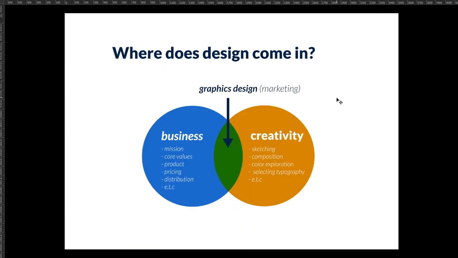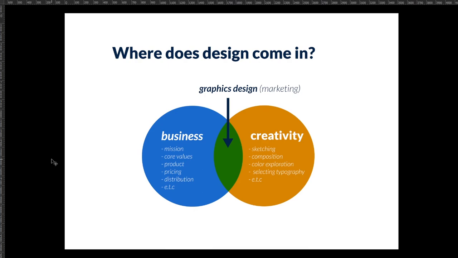Now, this one is very important. Where does design come in? Again, graphic design is about communication. You're trying to convey a particular message to a particular audience. And here we have a business. This business has its mission and its core values. It has a product it's trying to market to a particular audience. So this business is trying to market a particular product to a particular audience.